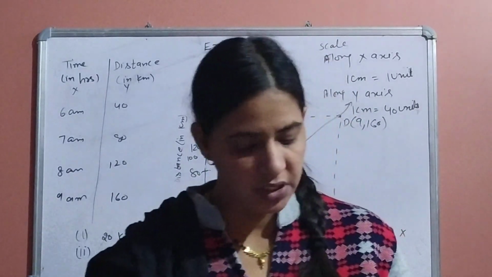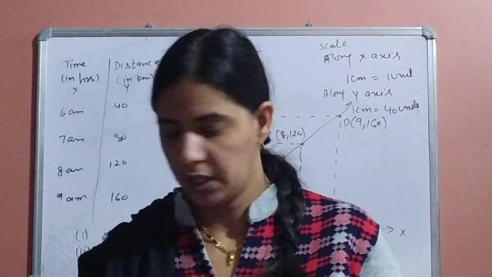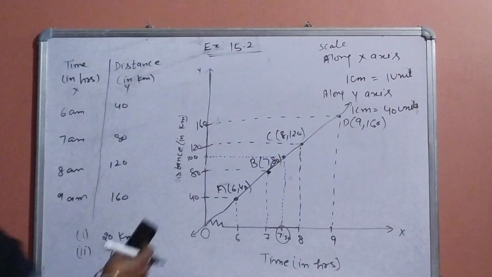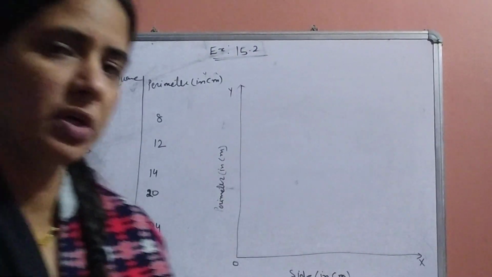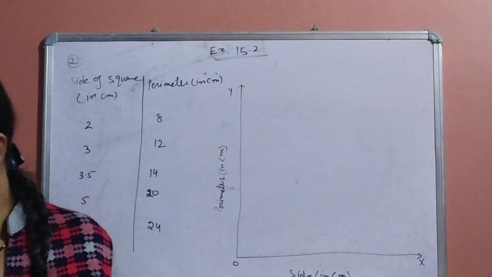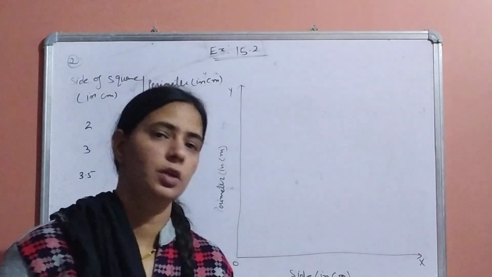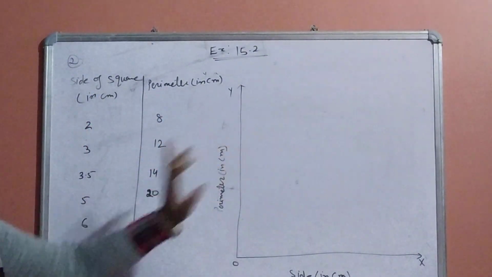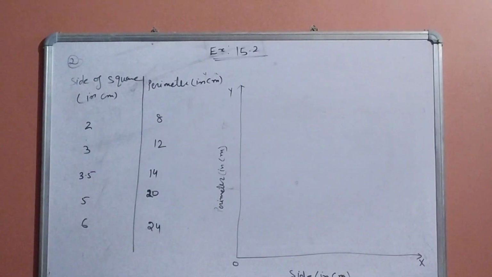Clear? Now second question, draw a graph for the following. Side of a square and perimeter is given. Okay, so question second, first part: side of a square is given and perimeter is given. Draw a linear graph, draw a graph and check whether it is a linear graph or not. So draw the first quadrant, x-axis, y-axis. Now sides 2, 3, 3.5, 5, 6 and perimeter.